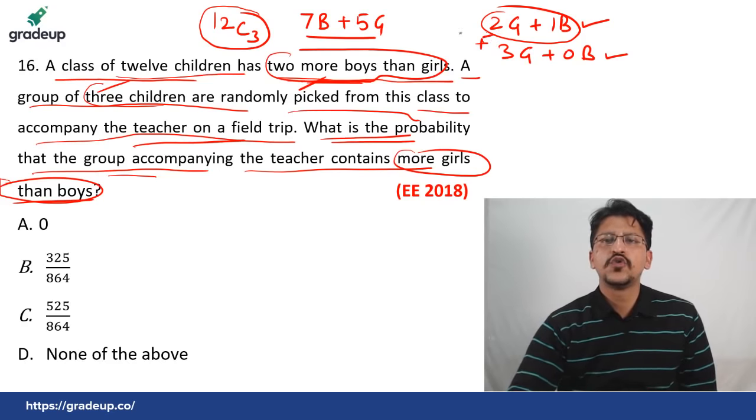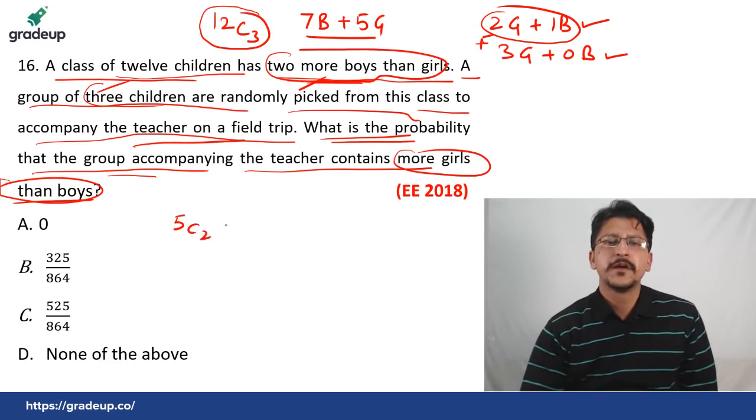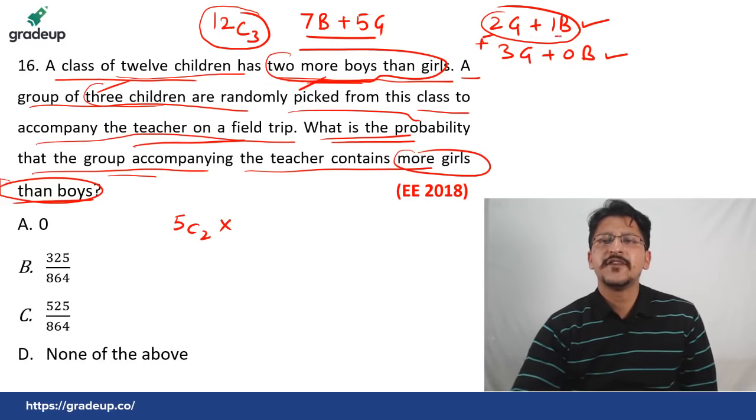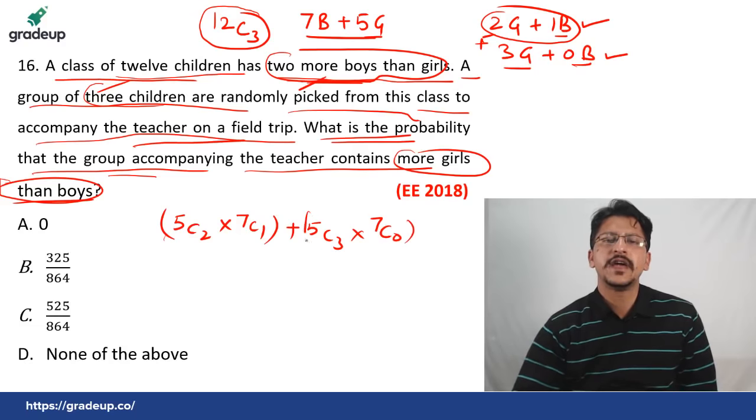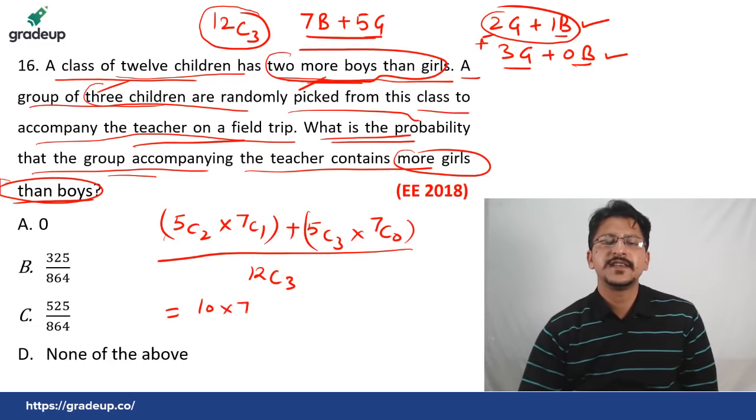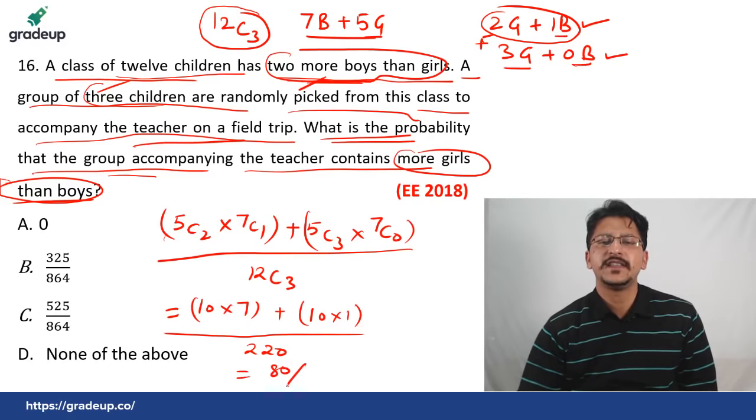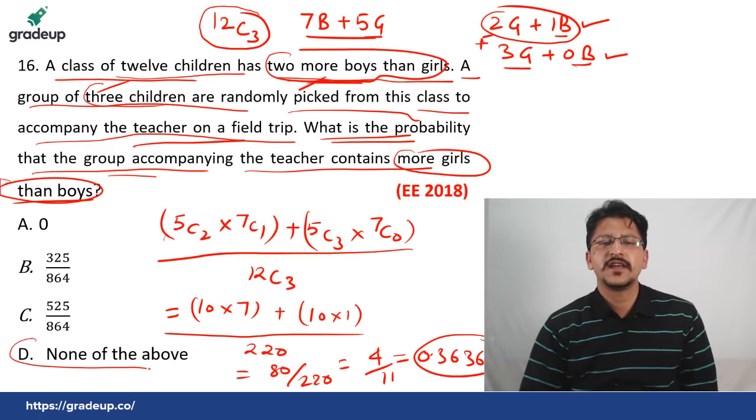Selecting 2 girls out of 5 will give you 5C2 into selecting 1 boy from 7, which gives 7C1, plus 3 girls from 5, that is 5C3, into 0 boys from 7, which is 7C0, divided by the total number of outcomes, that is 12C3. 5C2 is 10, 7C1 is 7, plus 5C3 is 10 into 1, upon 12C3 which comes out to be 220. So this is 80 by 220 in this case. This comes out to be 4 by 11, which is around 0.3636. So the answer is option D.